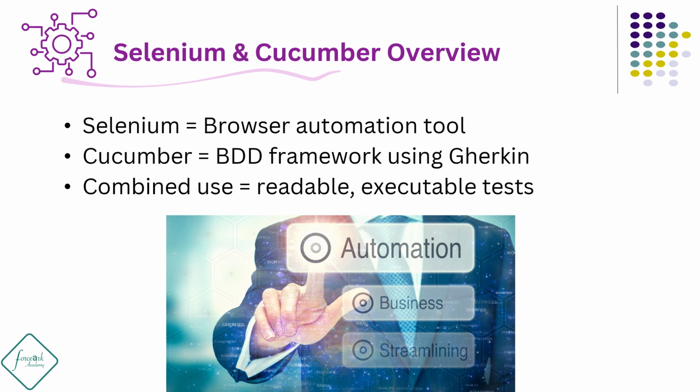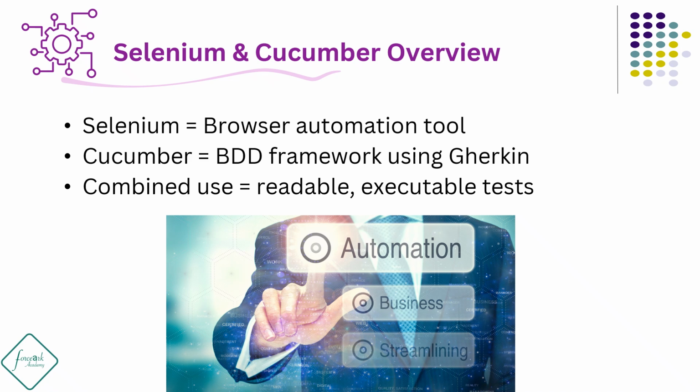On the other hand, Cucumber is a behavior-driven development framework, which is also known as a BDD framework. It uses a plain English-like syntax, which is called Gherkin, to define test scenarios. This makes test cases readable and understandable by business stakeholders, developers, and testers.